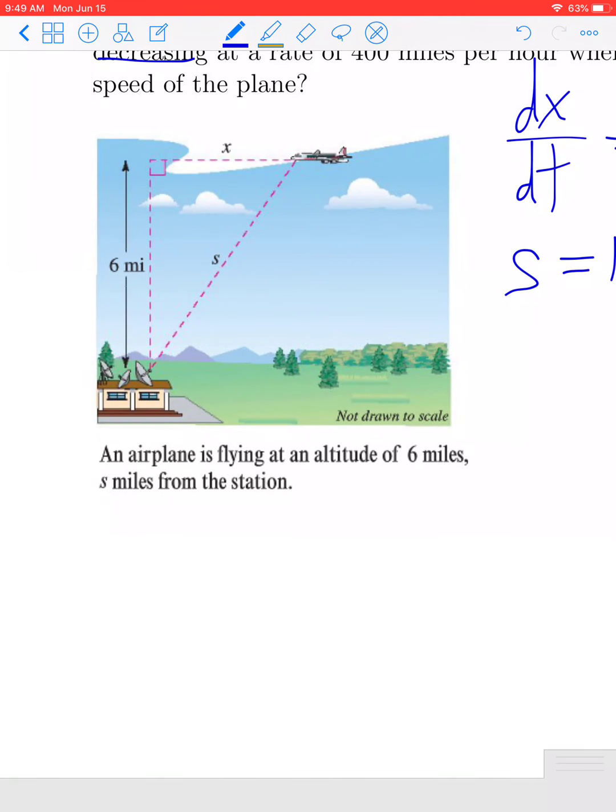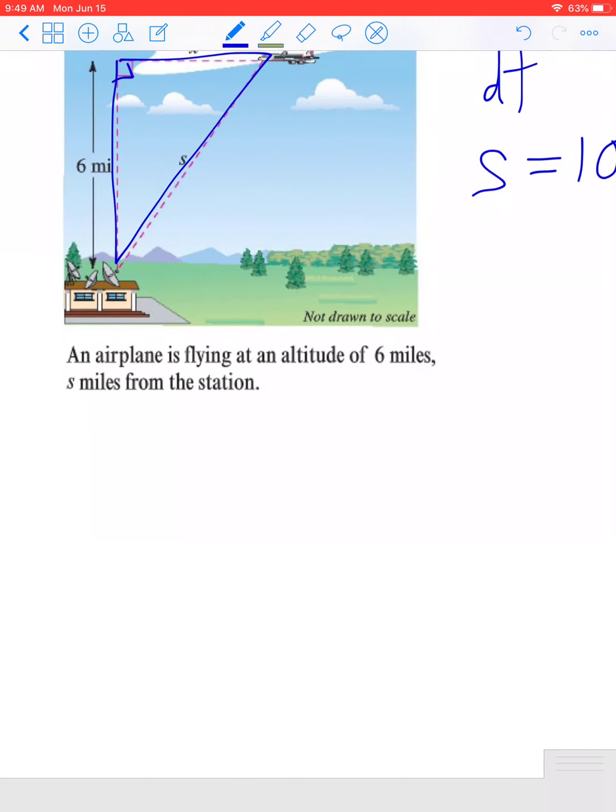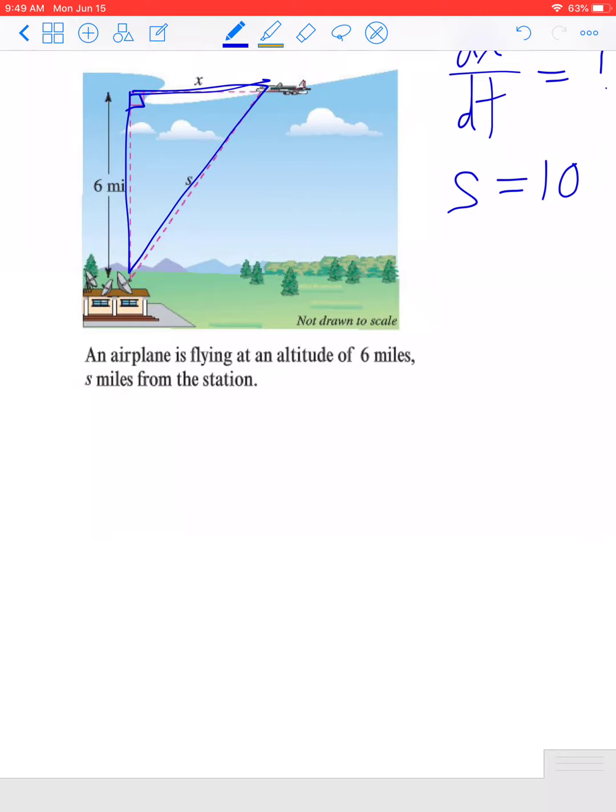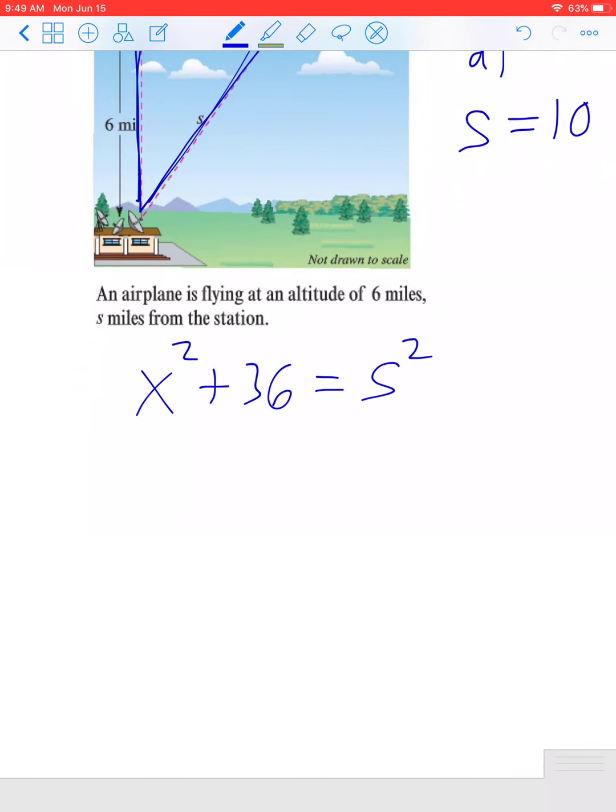Well, if we look at this figure, the equation that's going to govern this situation is, because it's flying parallel to the ground, it's going to form a right triangle. We know that leg squared plus leg squared equals hypotenuse squared. So we can say that x squared plus 6 squared, which is 36, is going to be equal to the square of the hypotenuse, which is s squared. So we have an equation that relates all of our variables to the given information. We can now go ahead and take the time derivative of both sides.